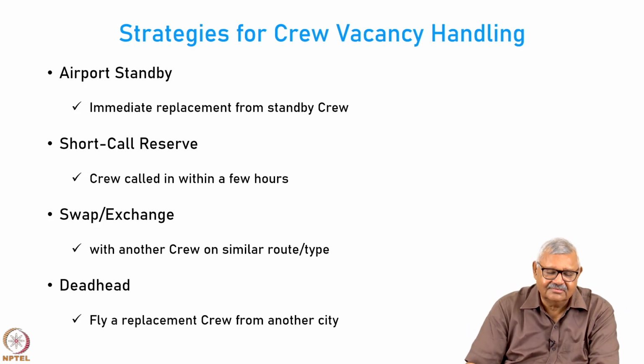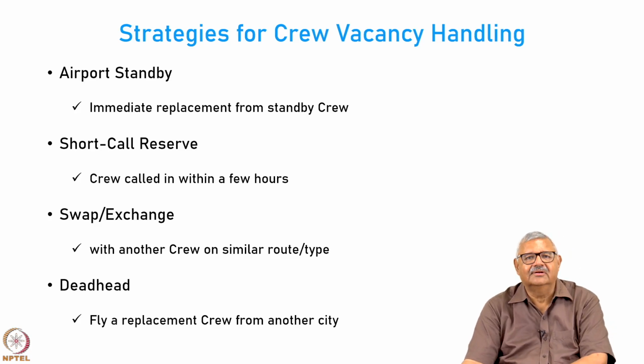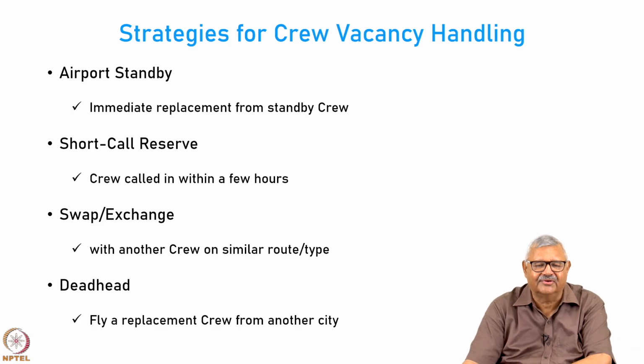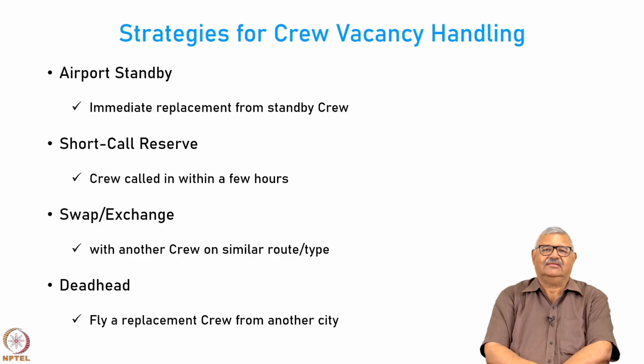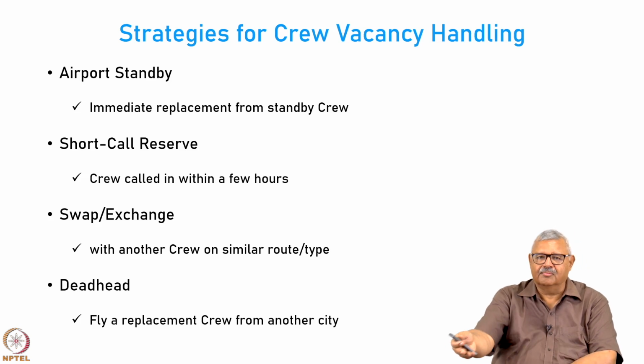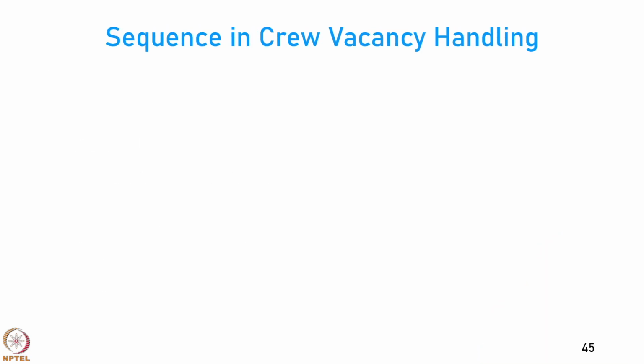And then the last but not the least, the most undesirable but sometimes unavoidable method is deadheading a crew, which means you fly a replacement crew from some other city. Many a time as passengers we observe certain crew members sitting as passengers. Generally these are people going back home at the end of their day, or they may be deadheading. They have come from Indore to Mumbai so that they can go with the flight from Mumbai to Delhi because of crew shortage.